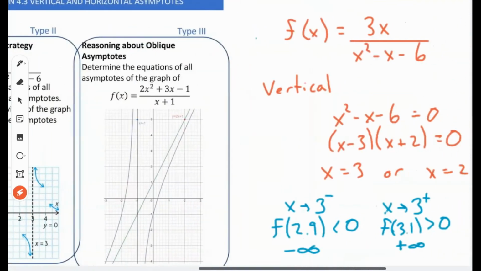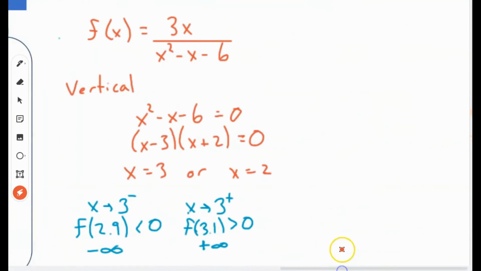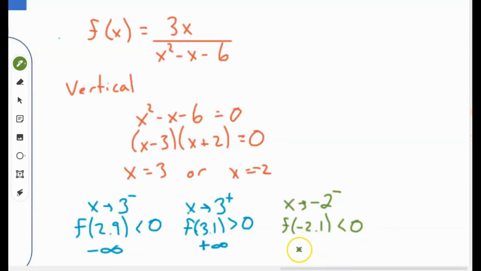So we also need to figure out what's happening at this asymptote. I wrote 2, but it should be -2 here. There we go. So as x approaches -2, let's say from the left, let's choose a number slightly smaller than that, like -2.1. And if we check that, we realize it's less than 0. So from the left, it's approaching negative infinity.